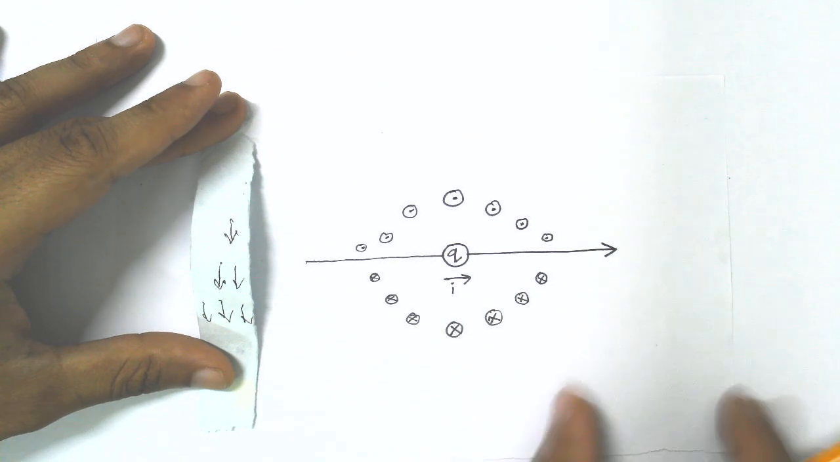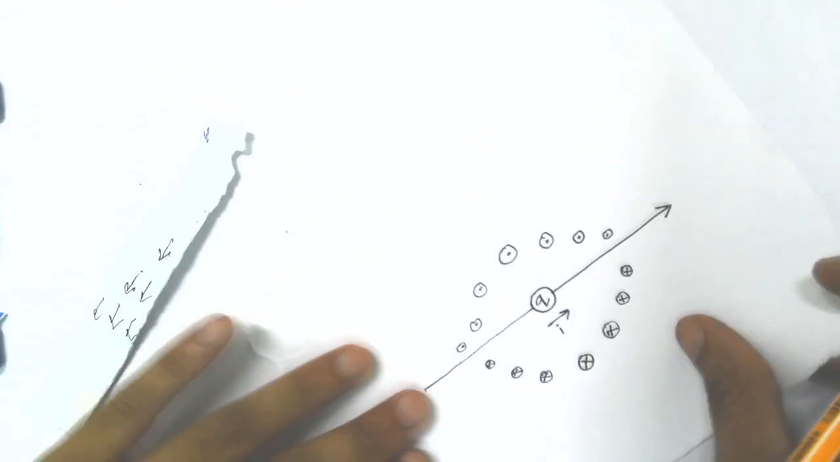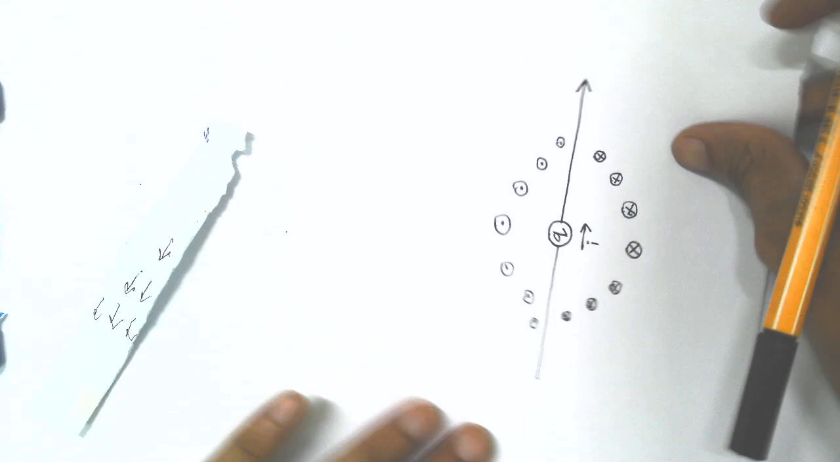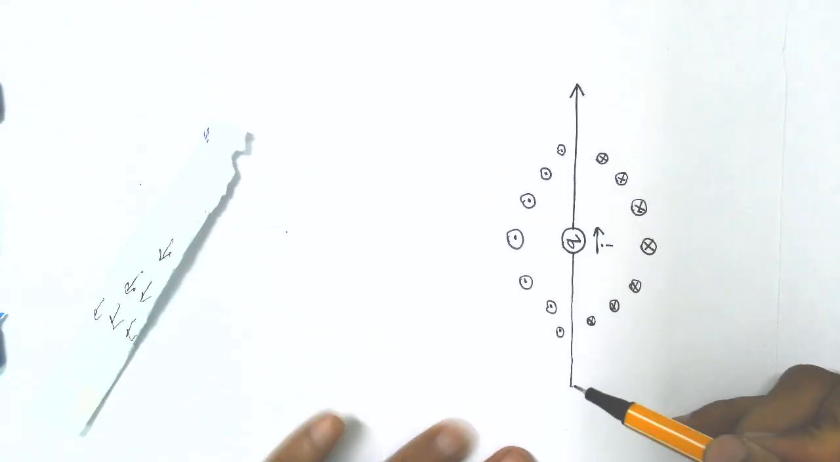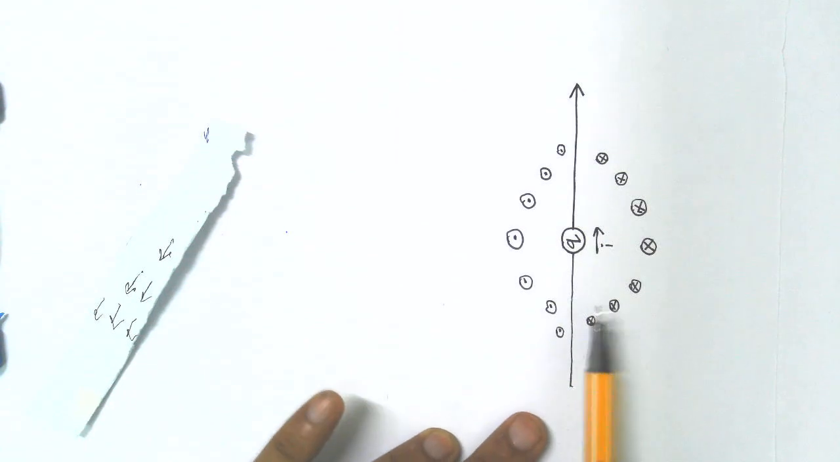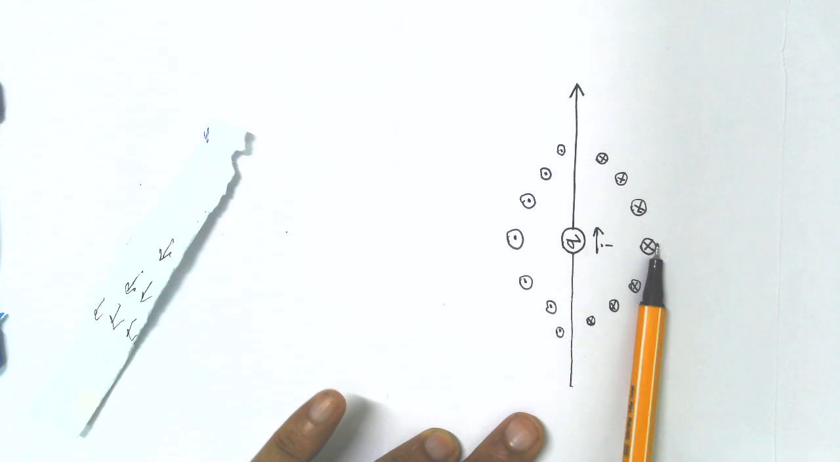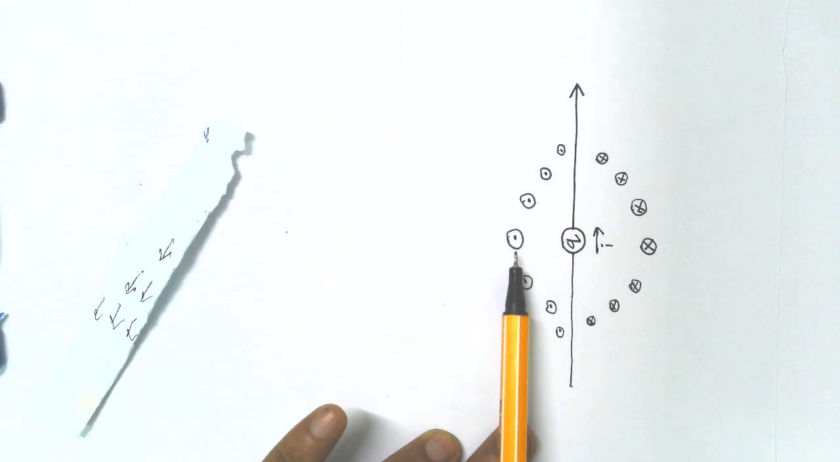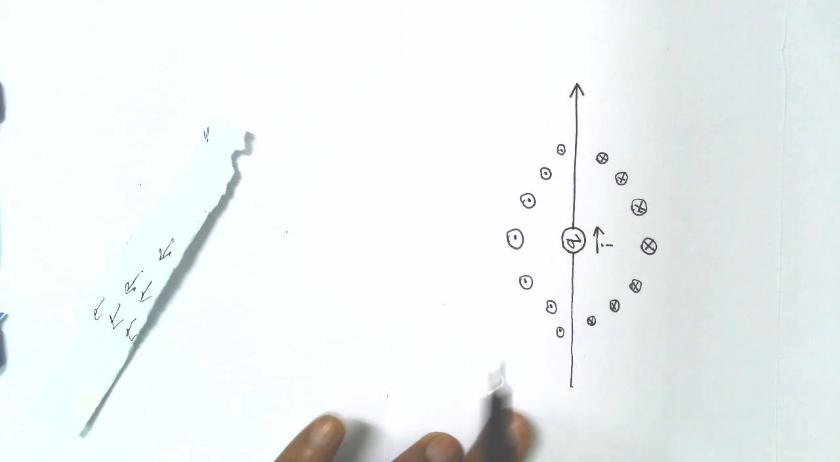Okay. Similarly, if the charge is now moving in any other direction, like this from here to here, then the magnetic field distribution will be like this. On my right side, the magnetic field will be entering the paper, and on my left side the magnetic field will be coming out of the paper.